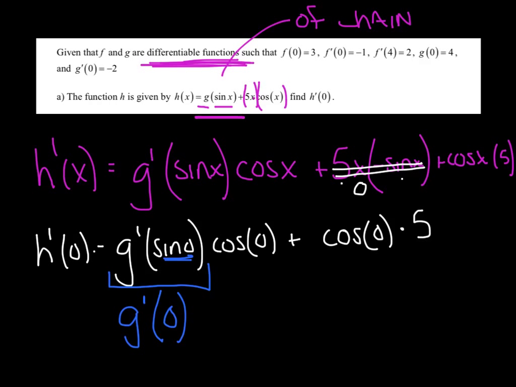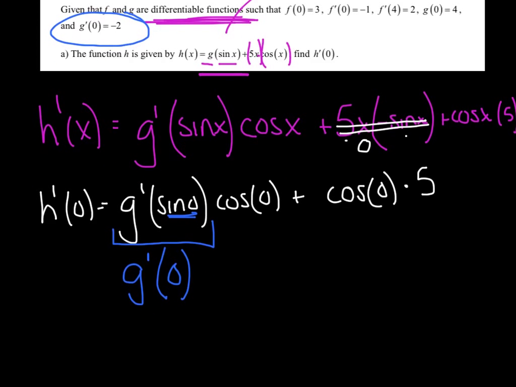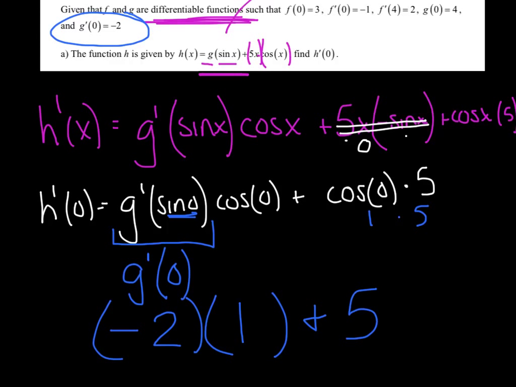And what is g prime of 0? Well, they told us that is negative 2. So I've got negative 2 times the cosine of 0, which is 1, plus the cosine of 0, which is 1, times 5. So plus 5, I get a nice answer of 3.